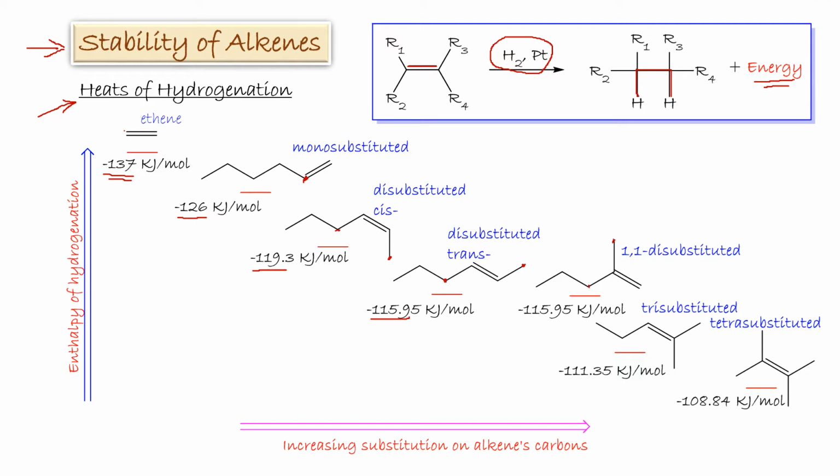If it's trans or geometrical, disubstituted, it's almost the same energy. If it's tri-substituted, it is 111.35. If it's tetra-substituted, it's 108.85 kilojoule. You can see that the tetra-substituted is more stable, lower in energy than the mono-substituted, right?